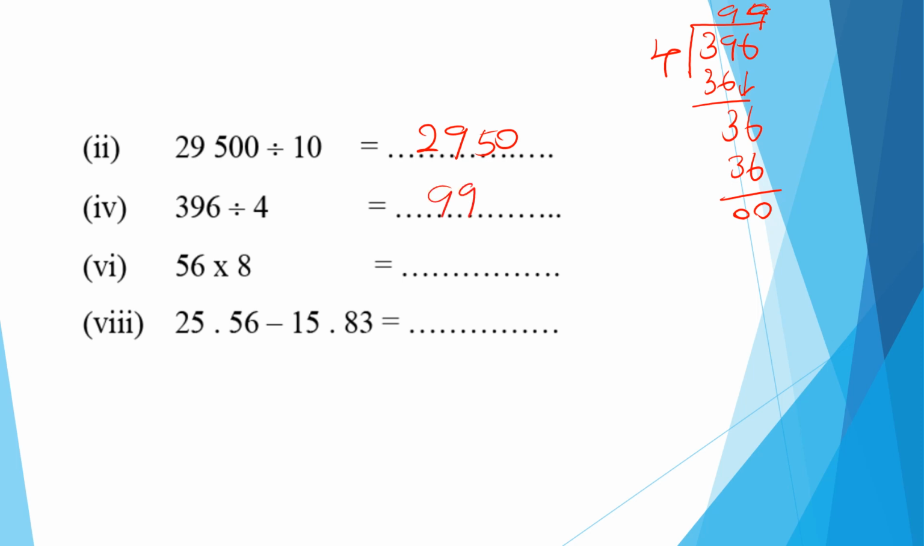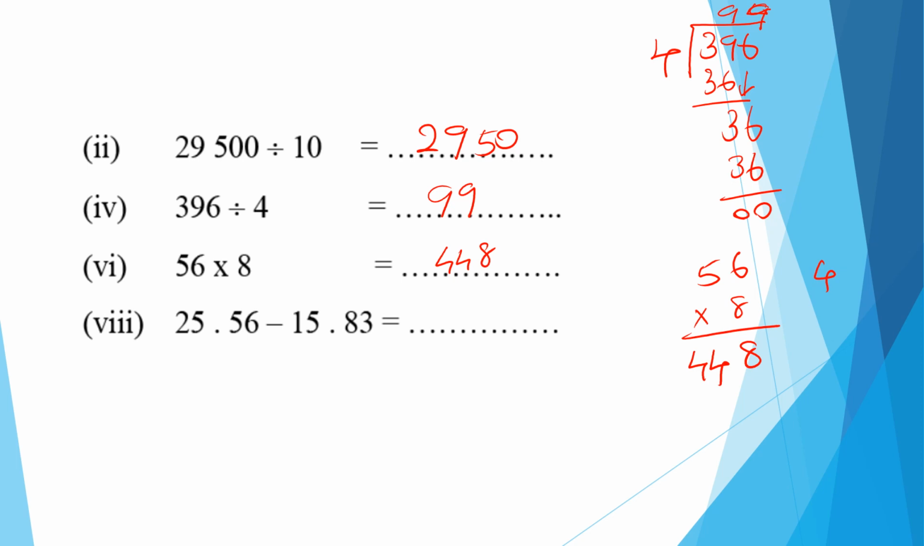So 56 into 8, 56 into 8, you have to do this multiplication. 8 into 6 is 48, then 4 carries. 8 into 5 is 40. 40 plus 4 is 44. So 448.